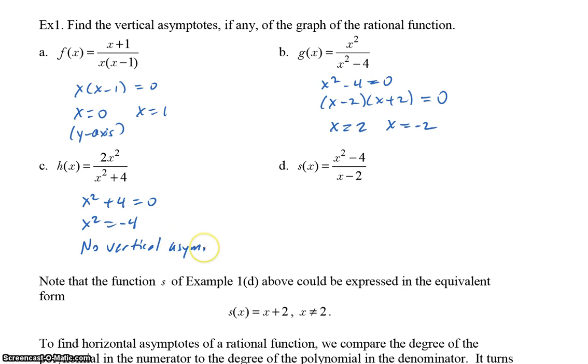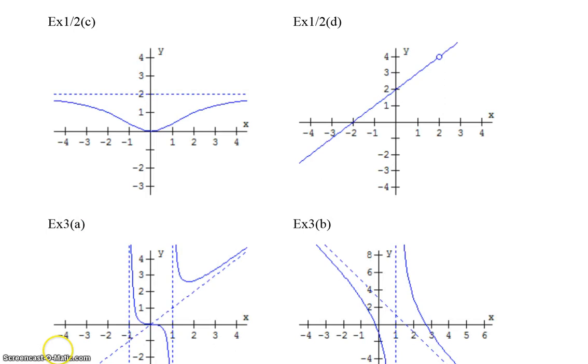So certainly not every rational function has vertical asymptotes. On your sheet with the graphs, the graph of example 1c is shown here. You can see that this graph does have an asymptote, but it's a horizontal asymptote. We'll talk about that later. But notice there are no vertical asymptotes. The function is defined for all real numbers. And so when that happens, we don't see the occurrence of any vertical asymptotes.